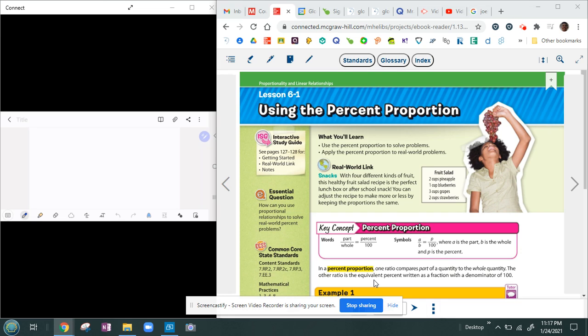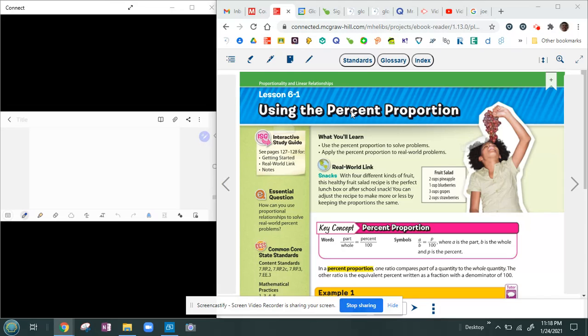Hey everybody, we're jumping into chapter 6 today, using the percent proportion. Hopefully you have a pretty good understanding of percents in general. Percents are just a ratio, all right? A percent takes a part to whole ratio, and then we just change that part to whole ratio so that it has a denominator of 100, and that's just what a percent is, okay?